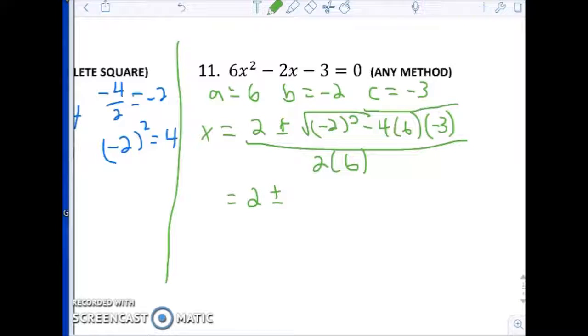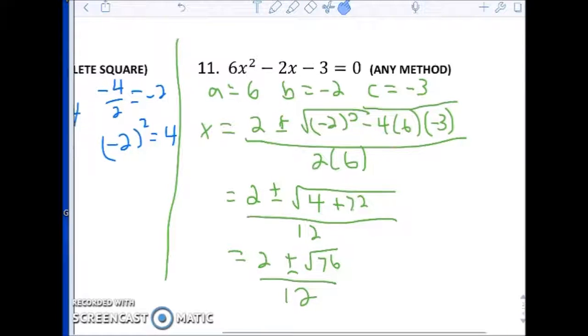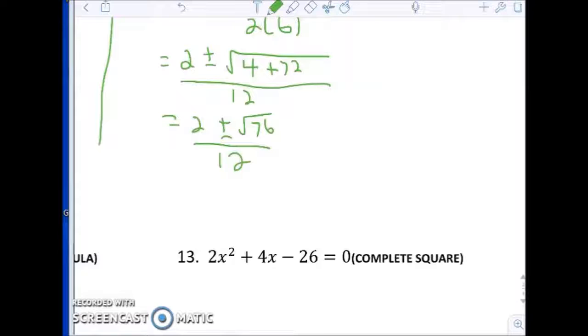2 plus or minus, negative 2 squared is 4. Negative 4 times 6 is negative 24, times negative 3 is positive 72. All over 2 times 6 is 12. So now we have 2 plus or minus the square root of 76 over 12. And now we need to simplify the radical and reduce. 76 is divisible by 4. It's 4 times 19. 4 comes out of the radical as a 2. 2 square root 19 over 12.